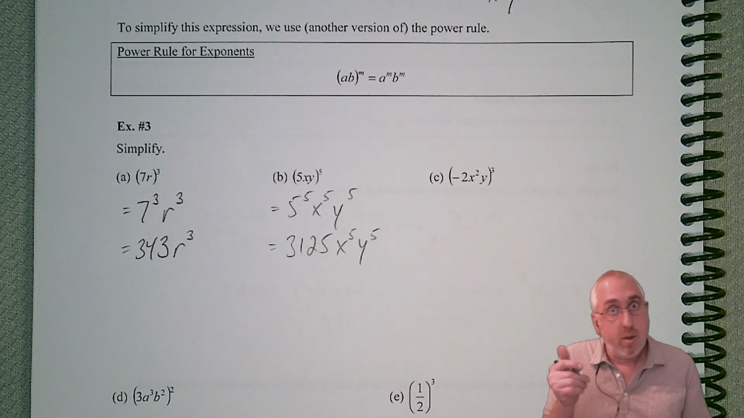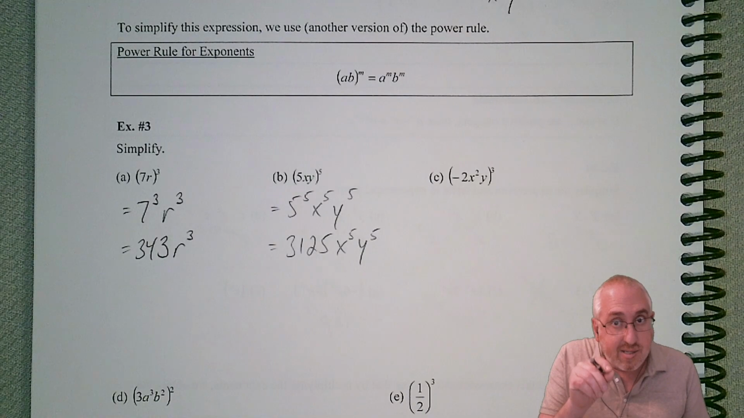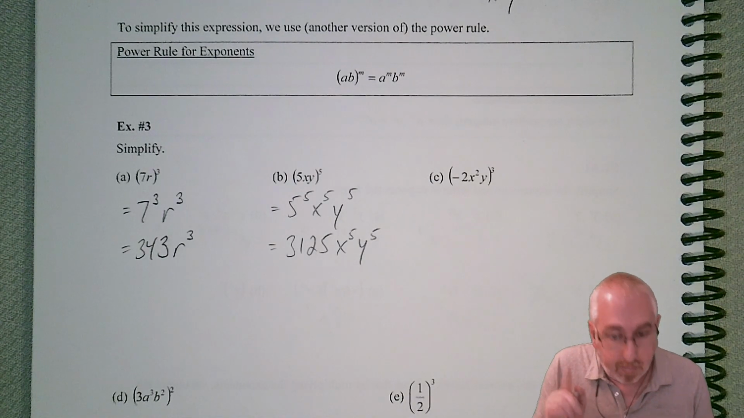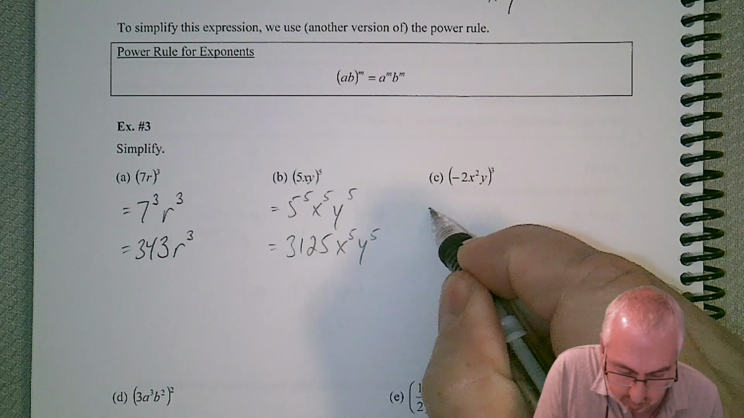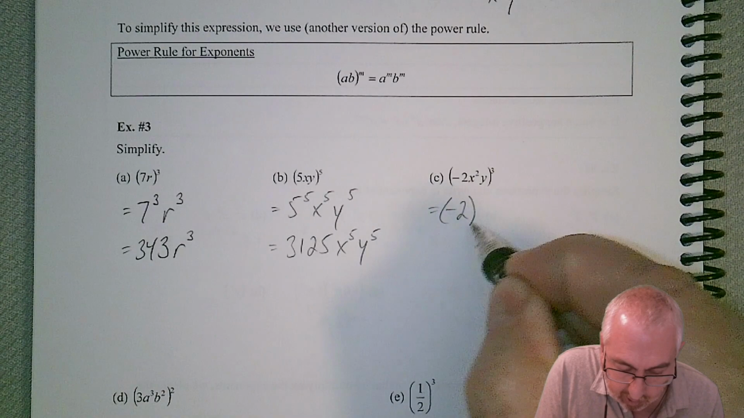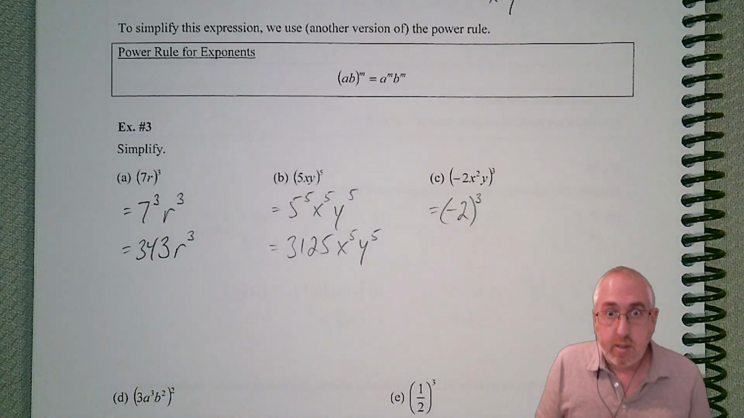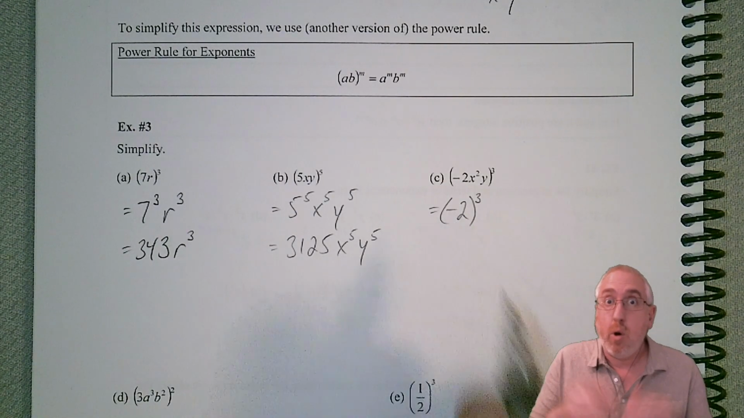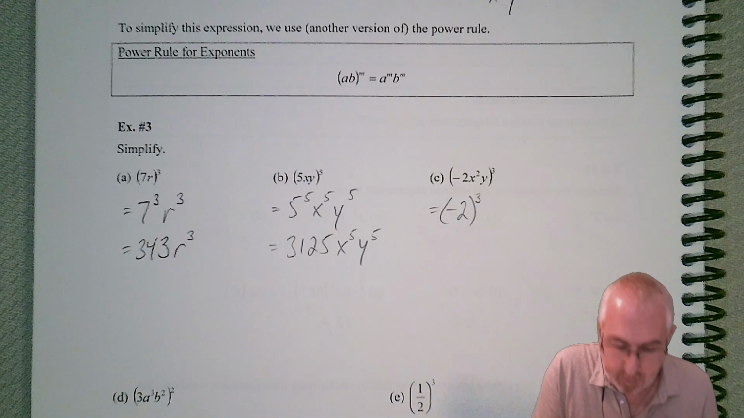of the power rule. When we had an exponent on the inside and one on the outside, what did we do with them? We had to multiply them. Same thing here. Now, because we have a negative number, I'm going to put it in parentheses. It's just because we want to make sure we include that negative when we apply the exponent.